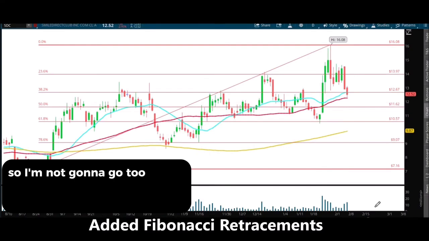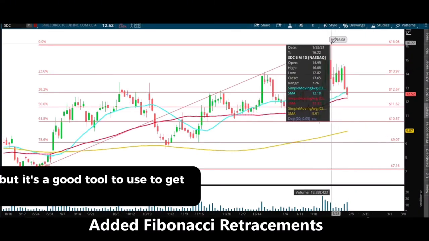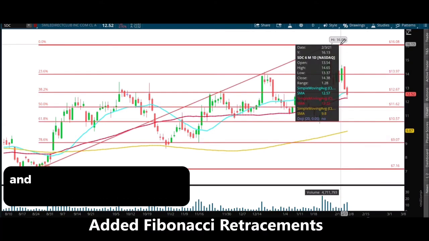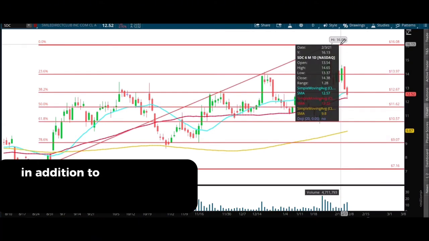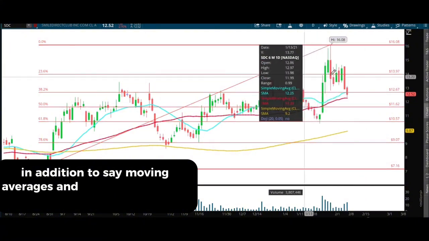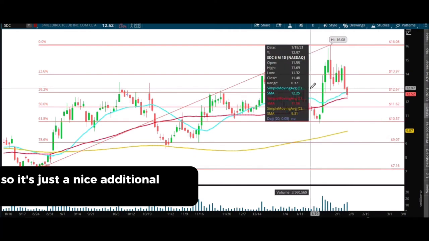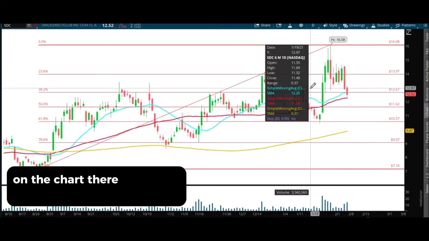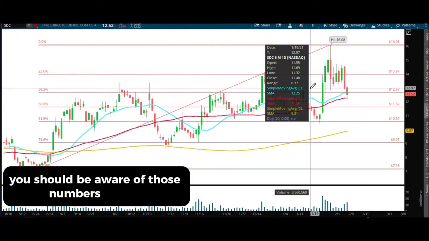So I'm not going to go too much into detail about Fibonacci retracements, but it's a good tool to use to get a broad view of the stock and see where some possible support levels will be, in addition to, say, moving averages and break up high and low candles. So it's just a nice additional kind of puzzle piece to have on the chart there, and to be aware of, because if other traders are looking at that, or if algorithms are looking at that, you should be aware of those numbers as well.